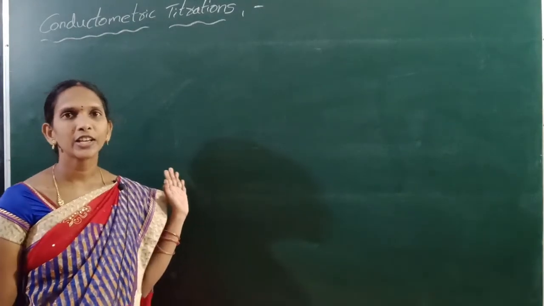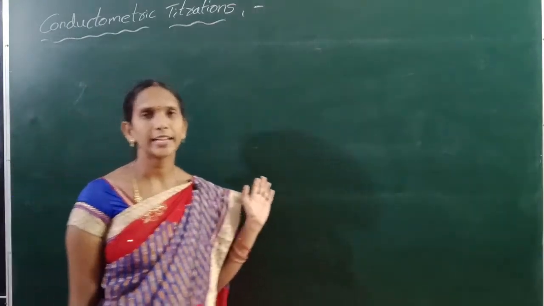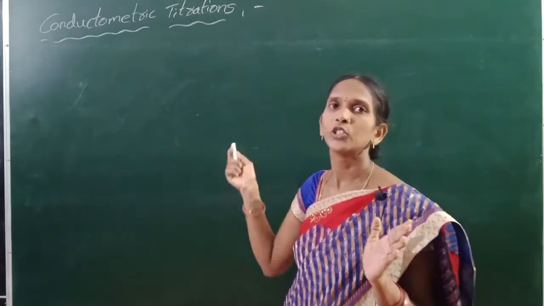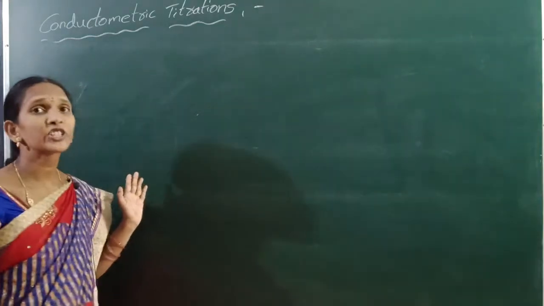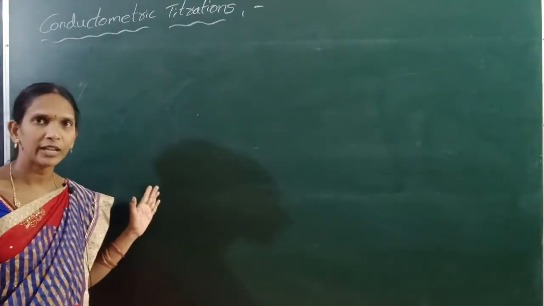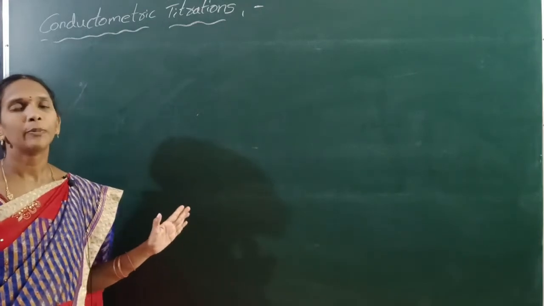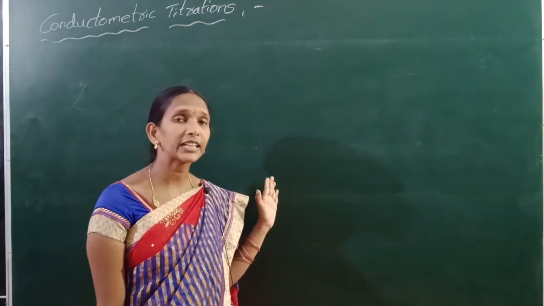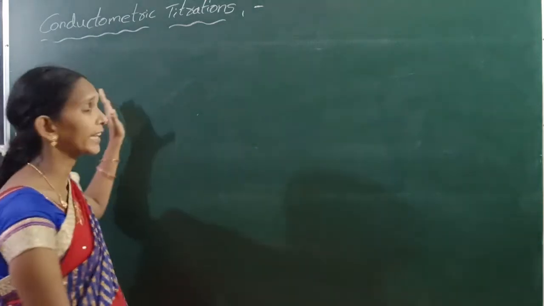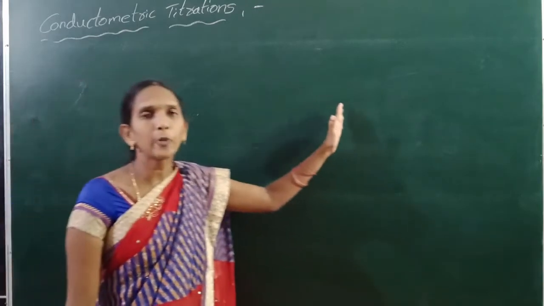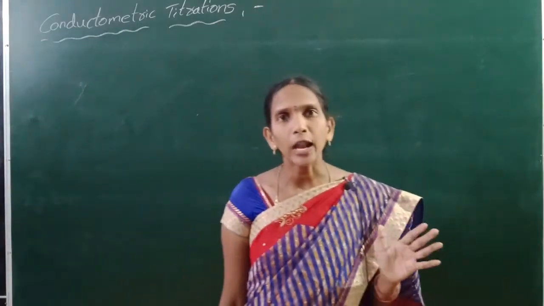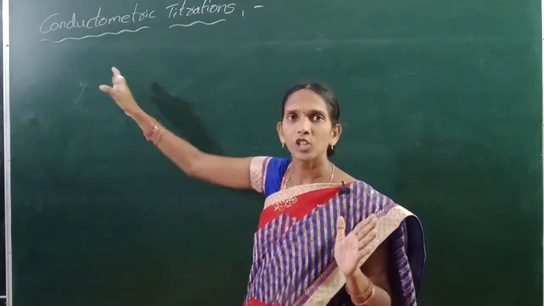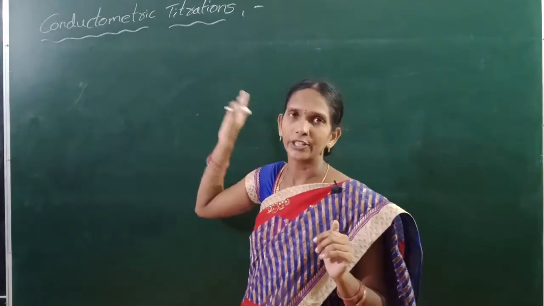Okay, in this class we can discuss conductometric titrations. The titration is used for the determination of endpoint by using conductometric measurements or conductivity measurements. The titrations in which the endpoint is determined with the help of conductivity measurements are called conductometric titrations.